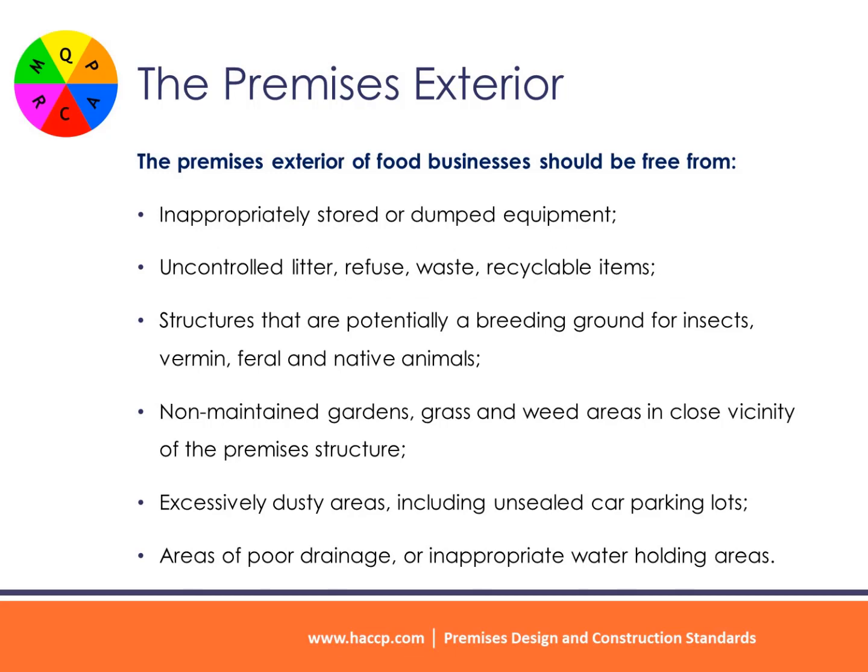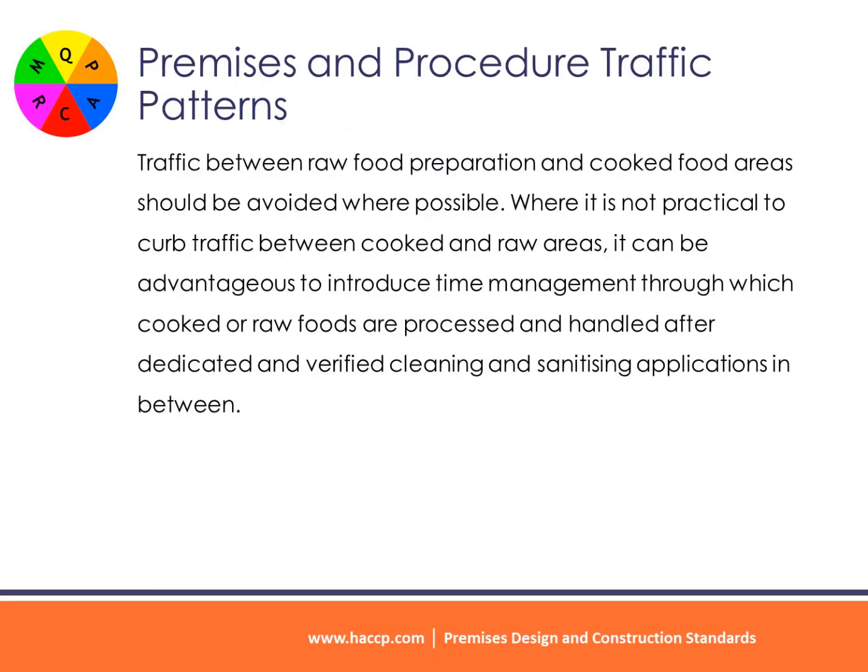The premises exterior of food businesses should be free from inappropriately stored or dumped equipment, uncontrolled litter, refuse, waste, recyclable items. Structures that are potentially a breeding ground for insects, vermin, feral and native animals. Non-maintained gardens, grass and weed areas in close vicinity of the premises structure. Excessively dusty areas, including unsealed car parking lots. Areas of poor drainage, or inappropriate water holding areas.